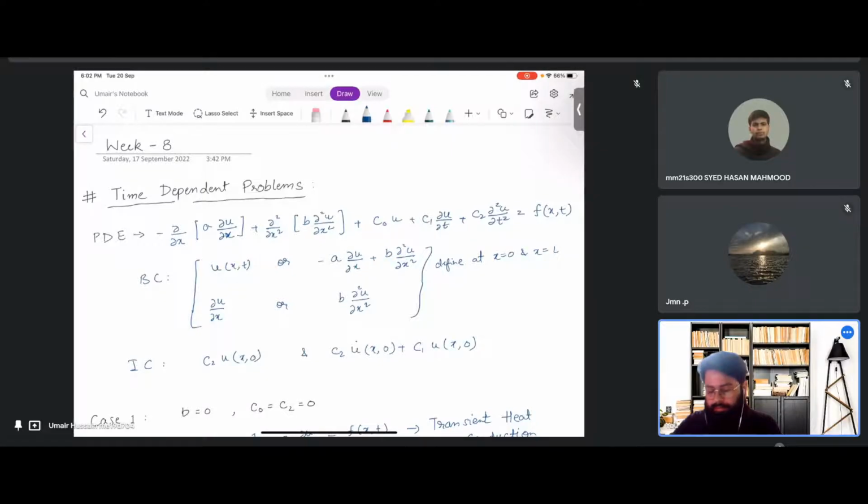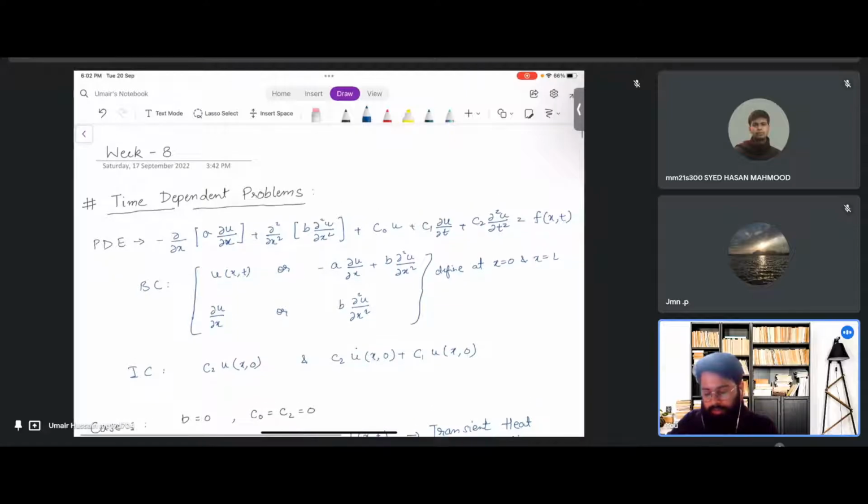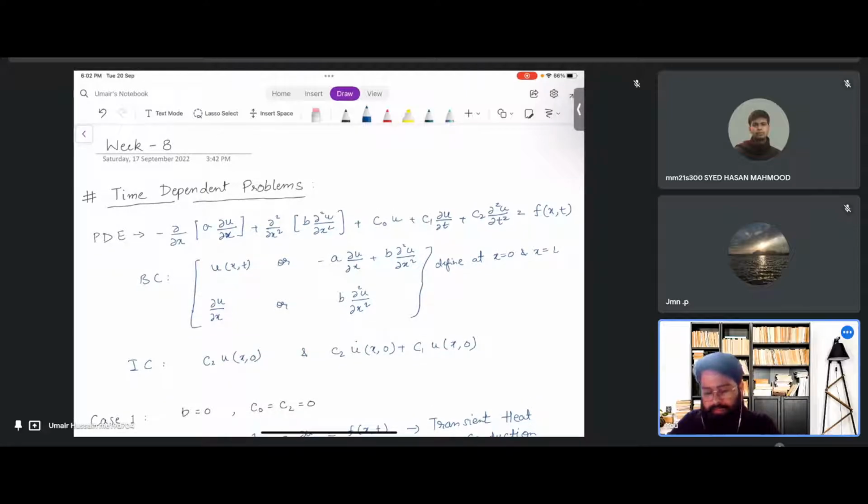This week we studied time-dependent problems, and last week we left off on the eigenvalue problems. In time-dependent problems, as in other classes, I'll quickly go through the content of this week, and then we'll discuss some problems. Meanwhile, you are welcome to present your doubts.